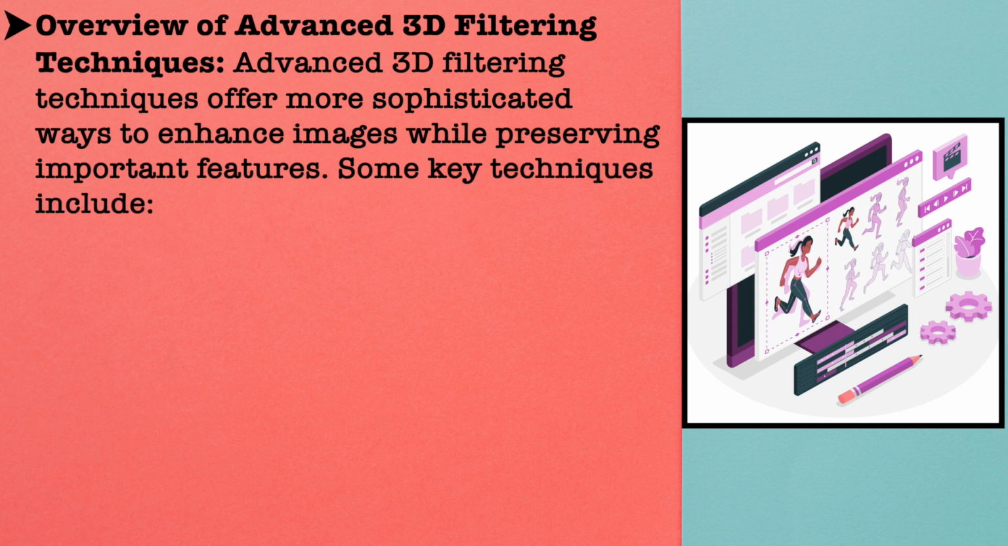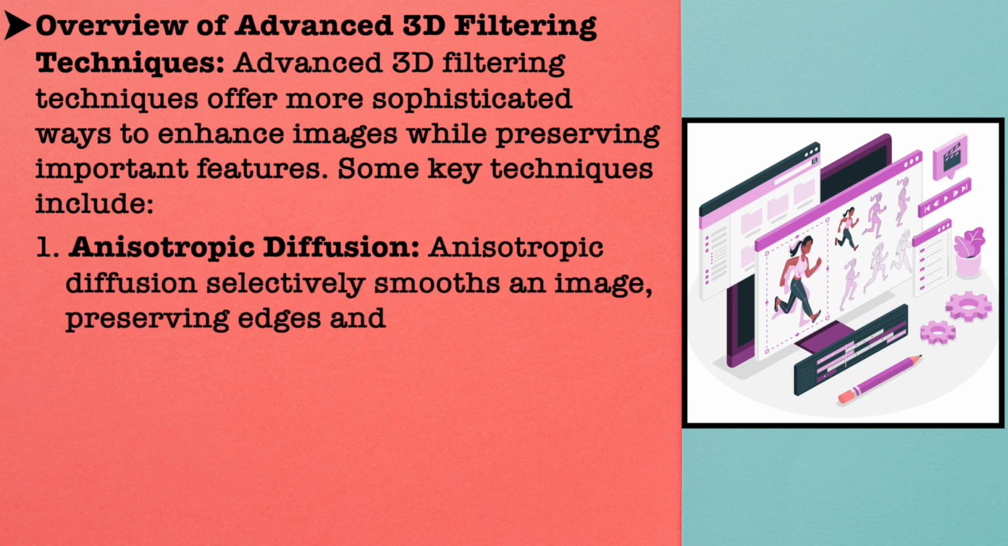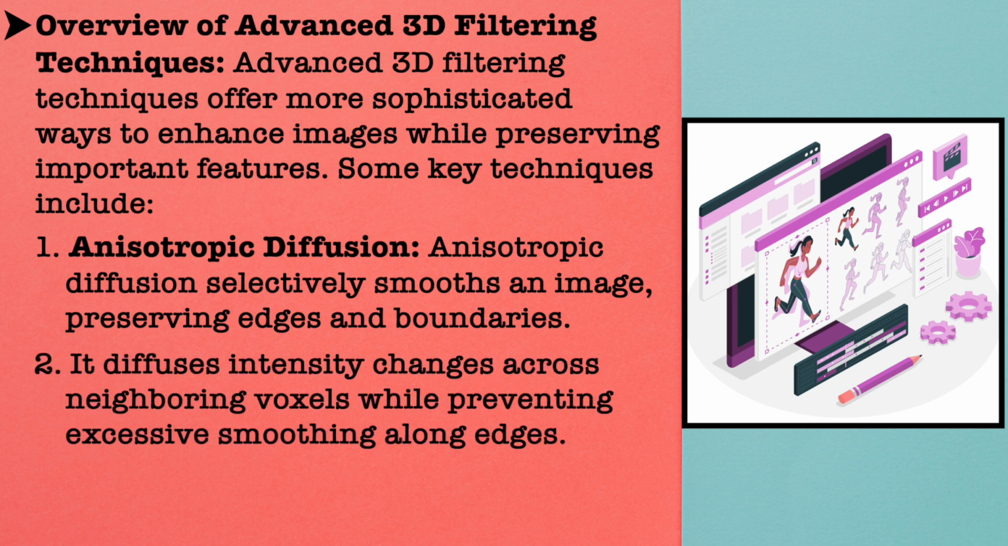So advanced 3D filtering techniques offer more sophisticated ways to enhance images while preserving important features. Some key techniques include: first is anisotropic diffusion. It selectively smooths an image while preserving edges and boundaries. It diffuses intensity changes across neighboring voxels while preventing excessive smoothing along edges.